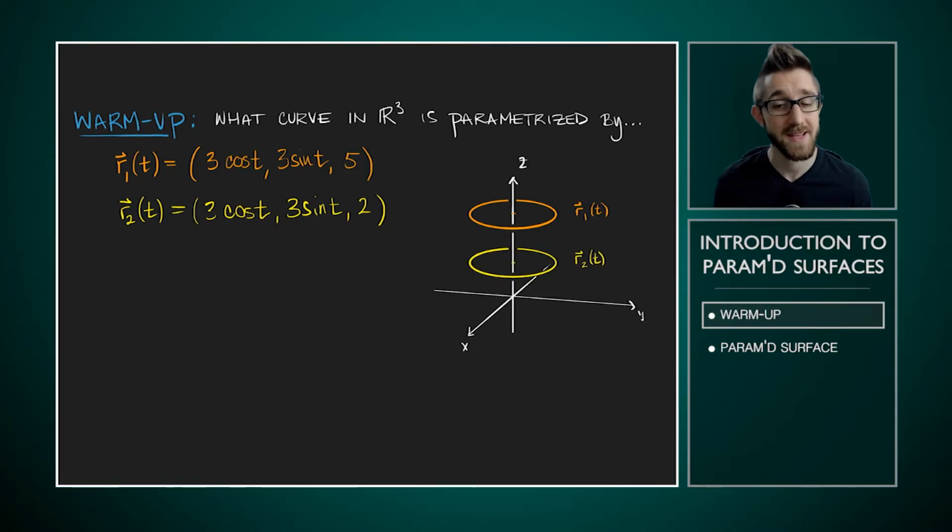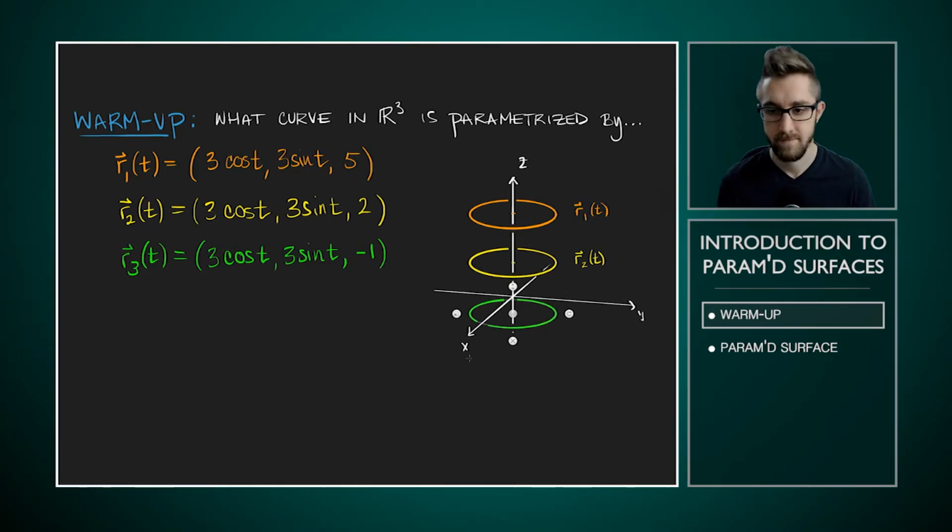And okay, just one last question. What curve is parametrized by this? R3 of t is 3 cosine t, 3 sine t, negative 1. Okay, at this point you're probably wondering, what's the point of all this? All these questions are essentially the same question. You're right, I'm going to make a point in a second, but this curve is a circle of radius 3 in the plane z equals negative 1. So it looks like this. Okay, so 3 circles, all of the same radius, all centered at the origin in their corresponding planes. The only thing that's different about them is the plane in which they live.